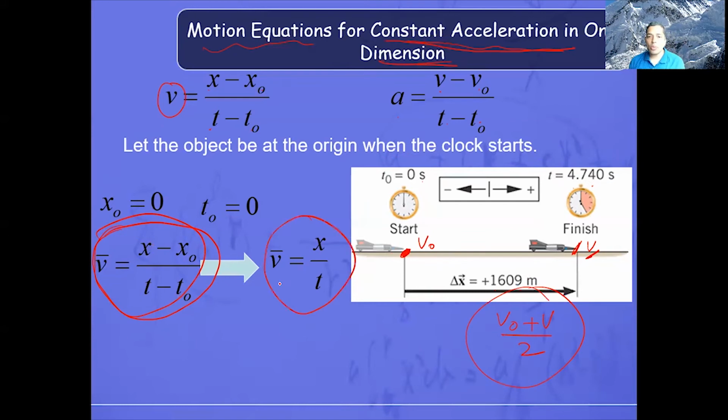So let me begin from here now. So from here, what is your x? x is average velocity times t. Okay. Now if I plug this formula of average velocity right here, then what do I get? x is v0 plus v over 2 times t.